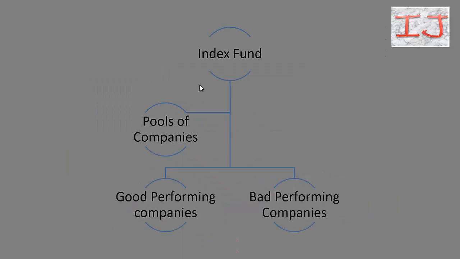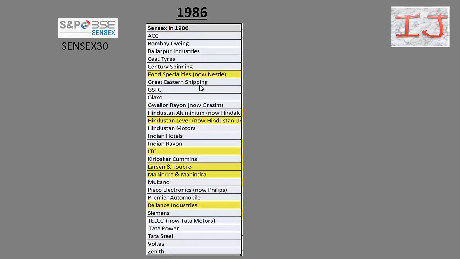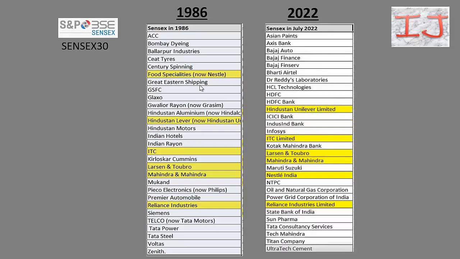It is because while investing in an index fund we are investing in a pool of companies. And over time good performing companies will automatically become part of the index and bad performing companies will get out of the index. Let's see Sensex companies over the years to get the idea. Here is the list of companies that were part of Sensex in 1986. Also, you can see the companies that are now part of Sensex in July 2022.